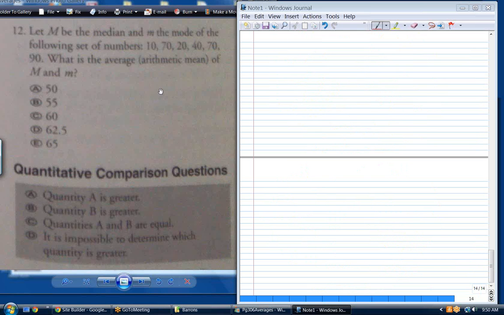All right, M is the median. You know the difference between median, mode, and mean. Okay.